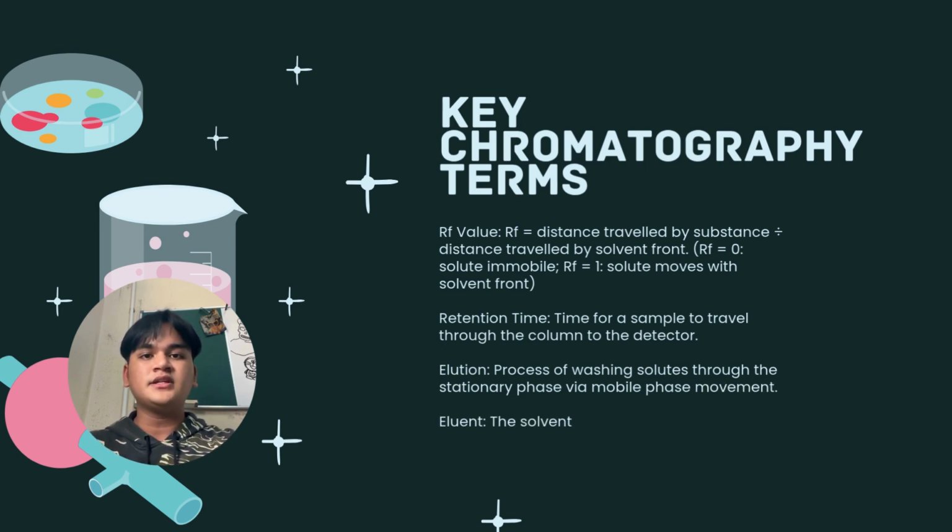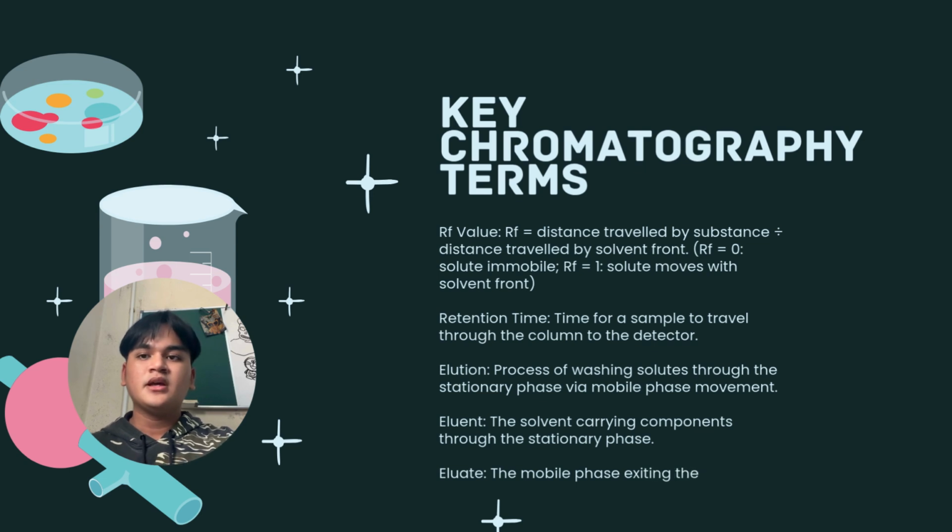Next, we have retention time. Retention time simply means the total time it takes for a sample to travel completely through a column to reach the detector. Finally, we have the terms that describe the washing process itself. Elution is the process of washing solute through the stationary phase via the movement of the mobile phase. The eluent is the carrier solvent that we feed into the system, and the eluate is the final mobile phase liquid exiting the column at the end of the process.